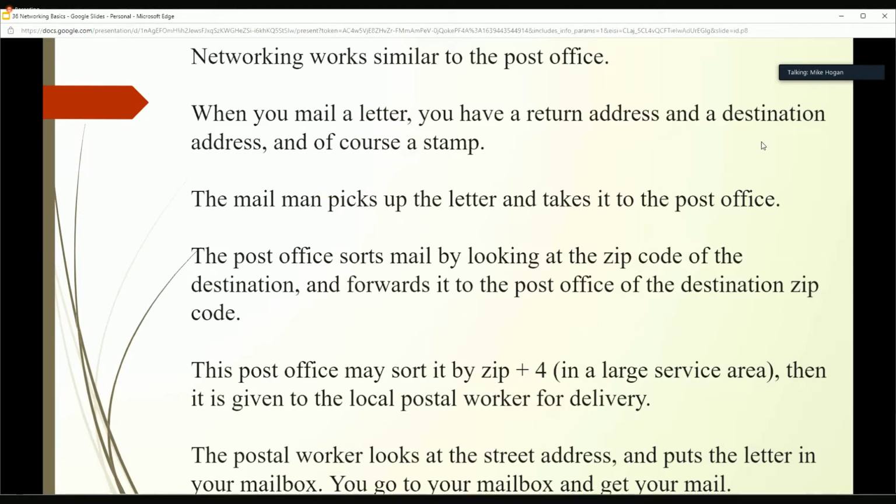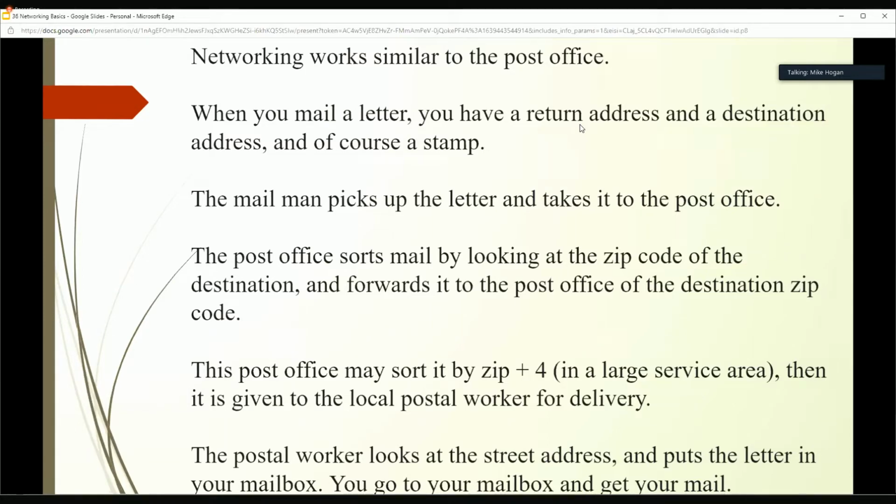Okay, this is just giving you a breakdown on what's taking place. Networking is similar to the post office. Mail a letter, you have a return address, a destination address, and of course a stamp. The mailman picks up the letter, takes it to the post office. The post office sorts the mail by looking at the zip code of the destination and forwards it to the post office of the destination zip code. This post office may sort it by zip+4, large service area. Then it's given to the local postal worker for delivery. The postal worker looks at the street address and puts the letter in your mailbox. You go to the mailbox and get your mail.